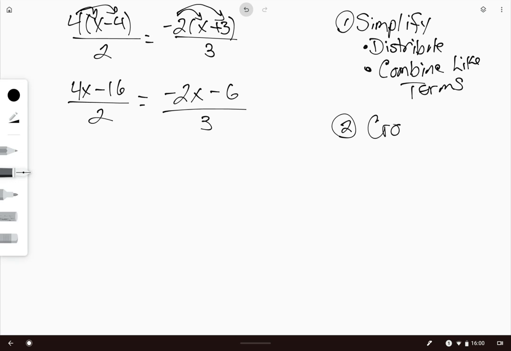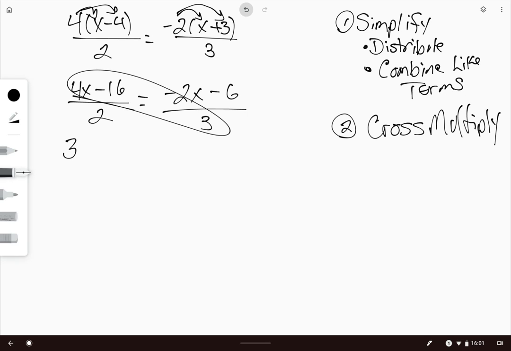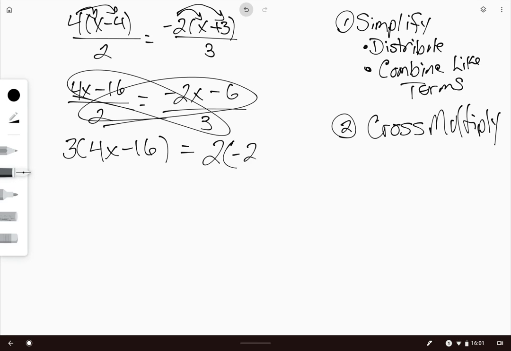Now I cross multiply, just like I taught you on Friday. So 3 times 4x minus 16 equals 2 times a negative 2x minus 6. So distribute.